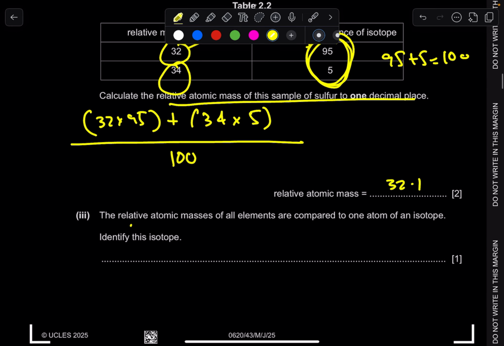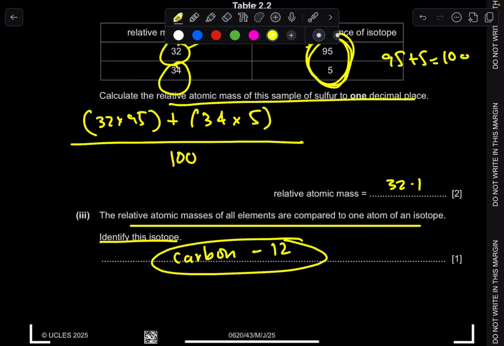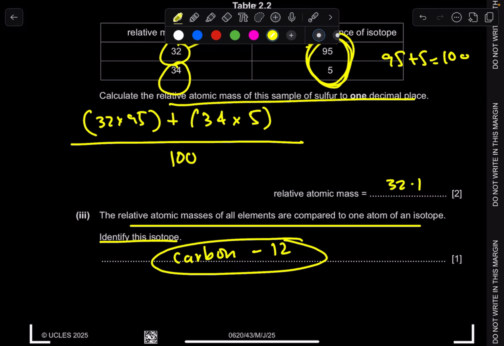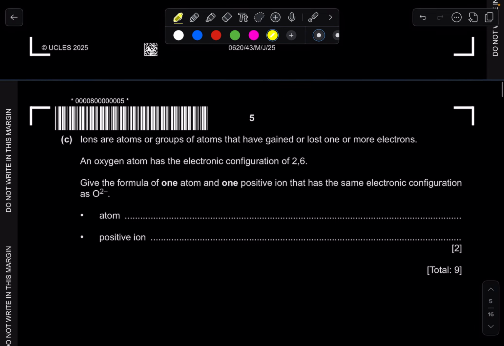The relative atomic masses of all elements are compared to one atom of an isotope. Identify the isotope. Obviously, we know it's carbon-12. Basically, it's the carbon-12 isotope to which the masses of all other elements are compared. You know the definition of relative atomic mass: the mass of one atom compared to the atom of carbon-12.